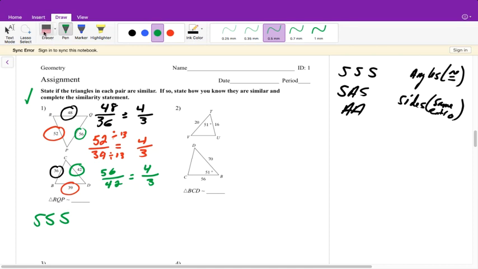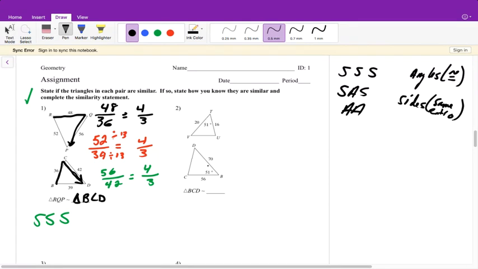And now to write the corresponding or similarity statement, we need to look and see, well, how did they write it? They did RQP. So they went through the smallest side through the largest. So our smallest side is here, and this is our largest, so it's got to be BCD. We have to go through the smallest and through the largest. So triangle BCD. Do not forget to put your triangle symbol.